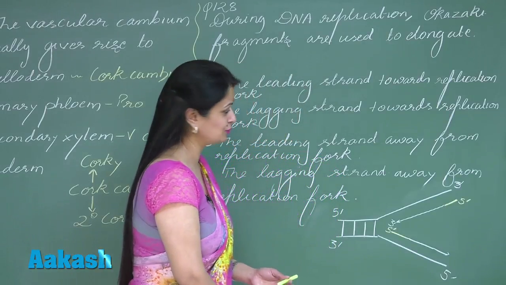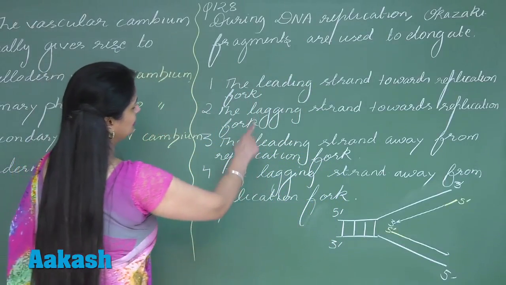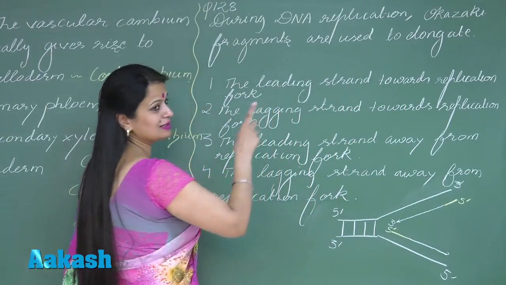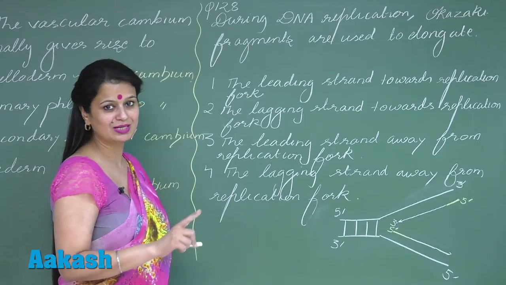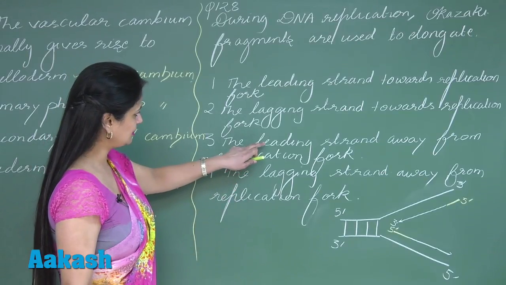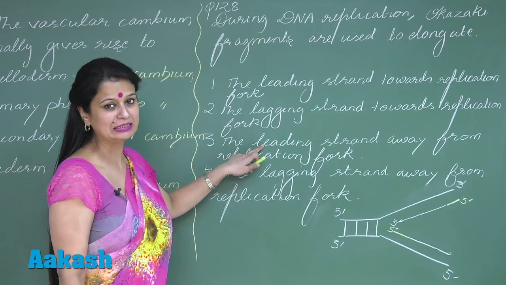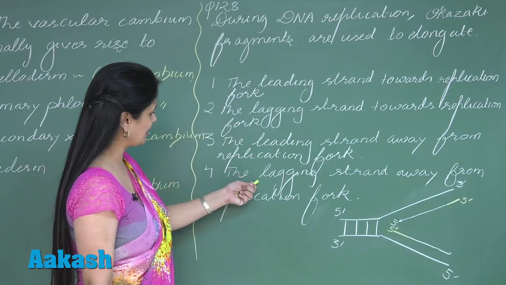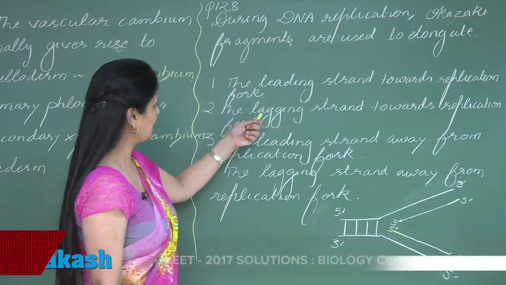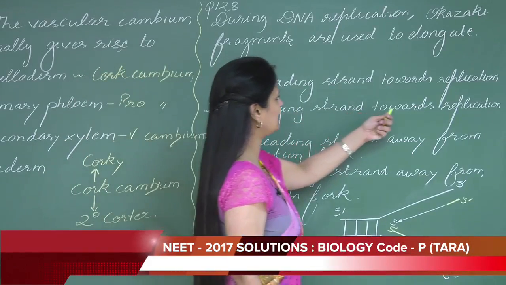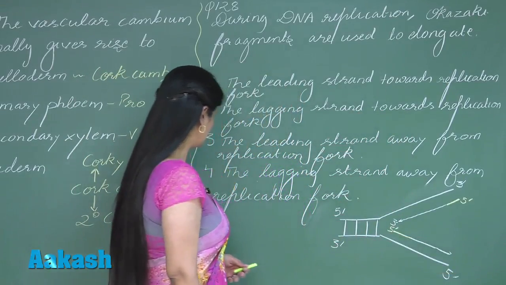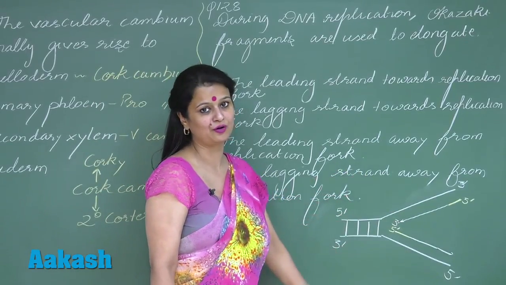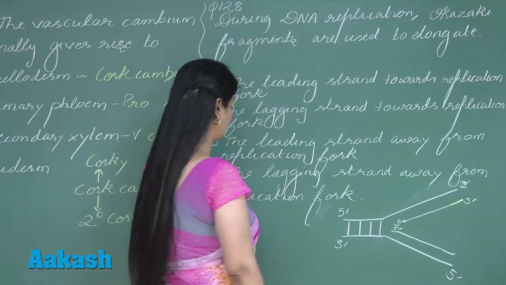Right, so now we can look into the options. Yes, the leading strand is formed towards the replication fork. So Okazaki fragments are associated with the lagging strand, so it is in no way related. Even this statement is associated with the leading strand, so it is also not related. So there are only two statements which are associated with the lagging strand. Here, the lagging strand towards the replication fork, no. Now coming to the fourth option, the lagging strand away from the replication fork. Yes, this is the right option.